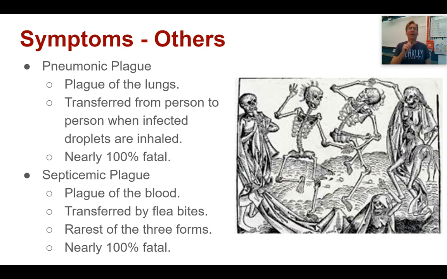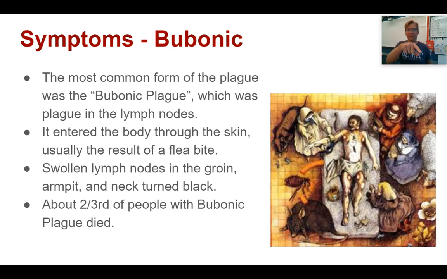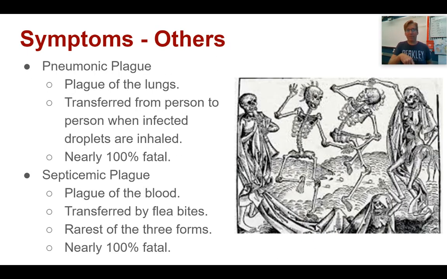Because the others, pneumonic plague, the plague of the lungs, was transferred from person to person when infected droplets were inhaled. So somebody coughs and you breathe in that cough and you can get it. And this one is almost 100% fatal. Once you have the plague in your lungs, it kills you. The septicemic plague, the plague of the blood, was transferred mostly by these flea bites. It was the rarest form. It didn't appear too much, but like the pneumonic plague, it was about 100% fatal. These two forms, you don't want them. Go back to the bubonic. Okay, if you have to have plague, this was the one to have.